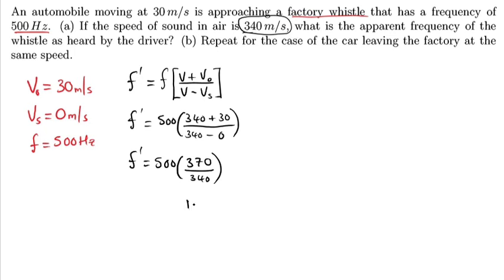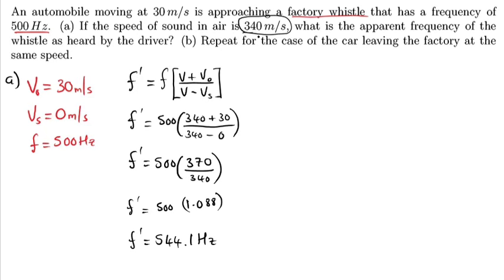This is 1.088. So we have to multiply this with 500, and that gives us the apparent frequency. So multiplied by 500, we're getting an apparent frequency of 544.1 hertz. So that is our part A of the question.